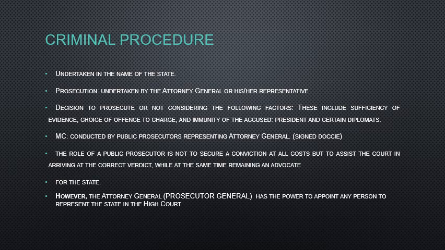So all these factors would be considered by the prosecutor when they are deciding whether or not to prosecute a case. So in terms of magistrate court, the prosecution is done by public prosecutors representing the prosecutor general or attorney general under the attorney general's office, and then they would have their case written in a docket. And then the role of the public prosecutor is not to secure a conviction at all costs, but it is to assist the court in arriving at the correct verdict.